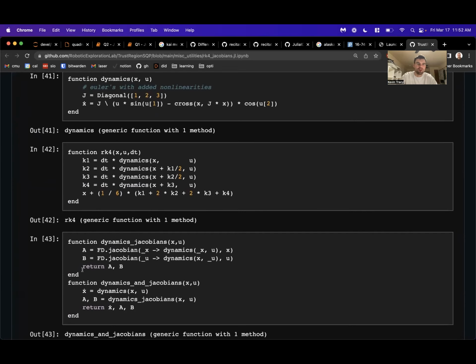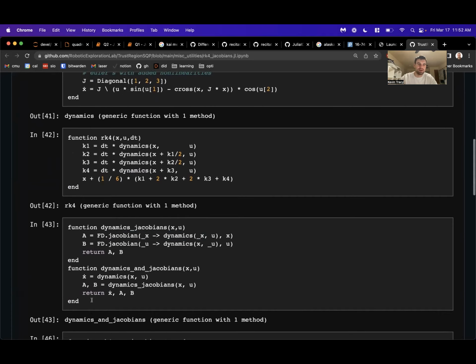And then my dynamics Jacobians: I just take my A and B, the dynamics Jacobians. So these are my continuous time Jacobians. And then I have this function that I call dynamics and Jacobians. This is where I take in an x and a u, and I'm going to return x dot, which is the dynamics, or the ODE, at x and u. And then I'm going to return the continuous time Jacobians A and B.